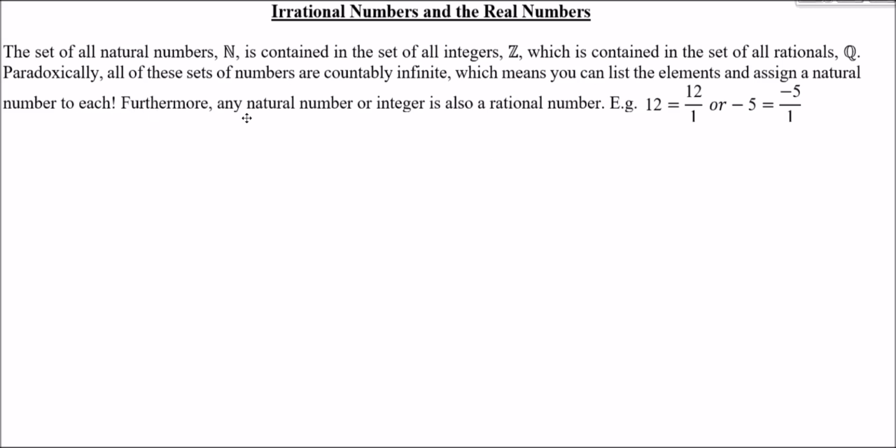Furthermore, any natural number or integer is also a rational number. So for example, 12 could be written as 12 over 1, or minus 5 could be written as minus 5 over 1. So any natural number or integer could be rewritten as a rational number.